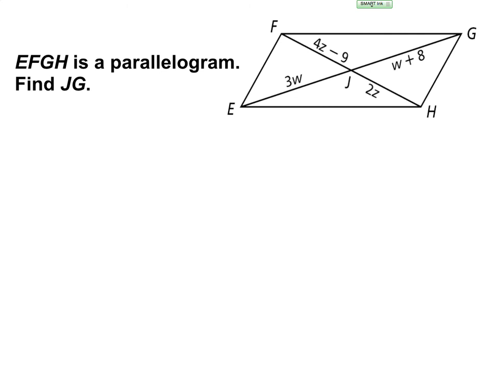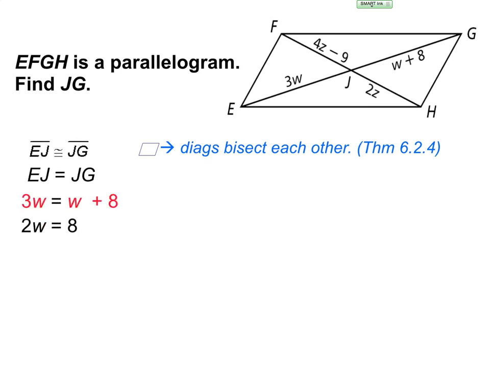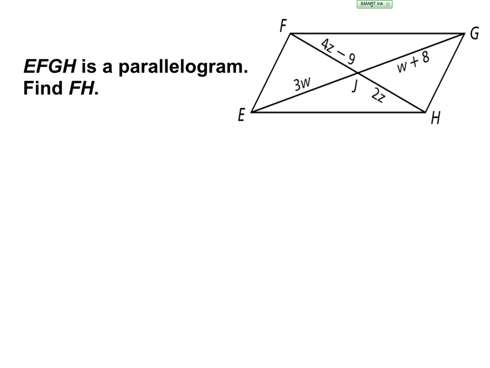A few more to see. Four plus 8. Okay, that answer should have been 12. W was 4, and then substitute in. And FH, about the same, but be careful how you answer the question. I'm asking for FH.